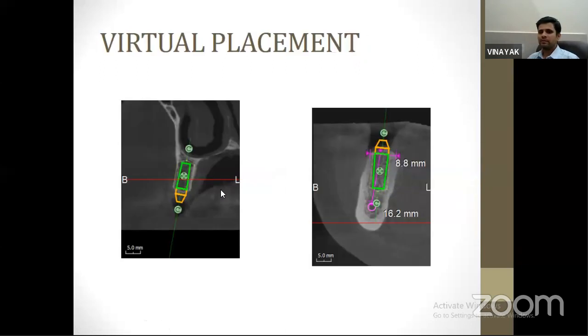Also, along with it, we can place a virtual implant and see how it is and what its relation is with the surrounding structures.